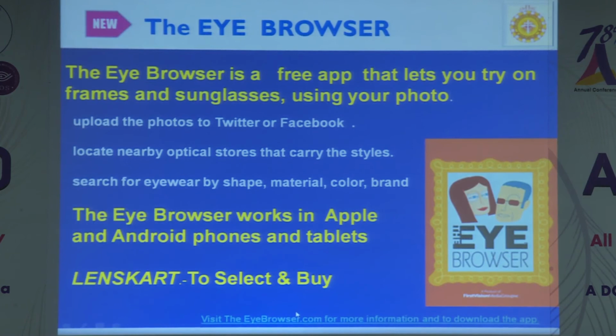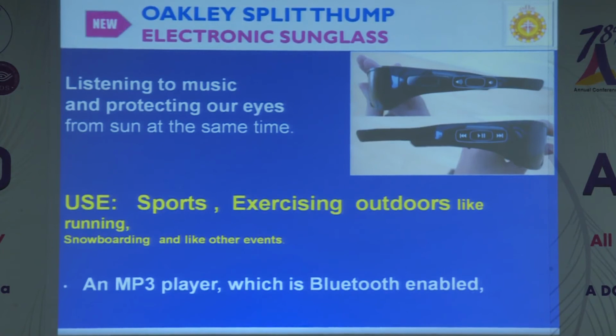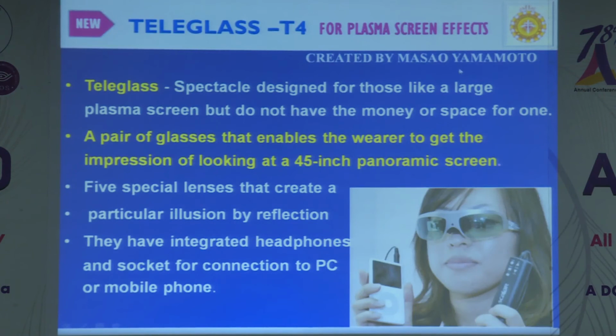And for those who want to enjoy music while driving, there's an iPod fitted into the spectacle with a speaker and everything. You can enjoy it without the police catching you. Or you can have an MP3 player with Bluetooth enabled with your mobile or laptop. They can enjoy the music attached to a sunglass or cooling glass. That's also available. For those who want a plasma effect, your ordinary TV can be converted into a plasma effect with a spectacle connected to your mobile phone. So you can have a pseudo plasma effect. That type of spectacle is also available.